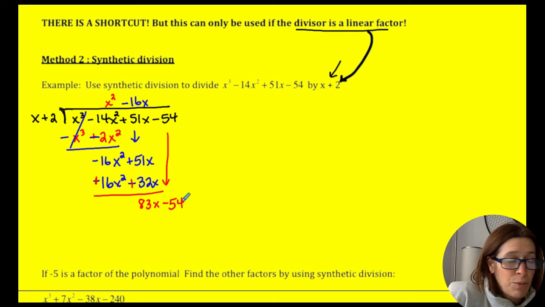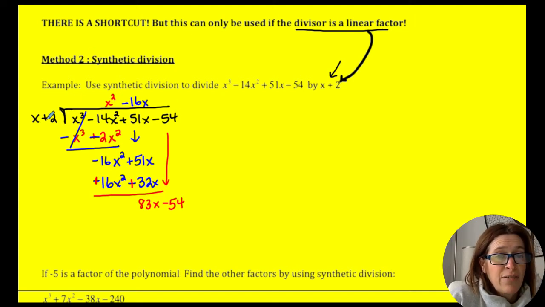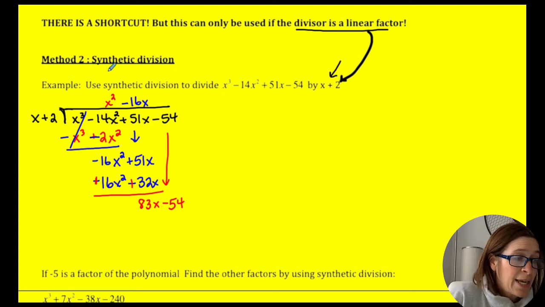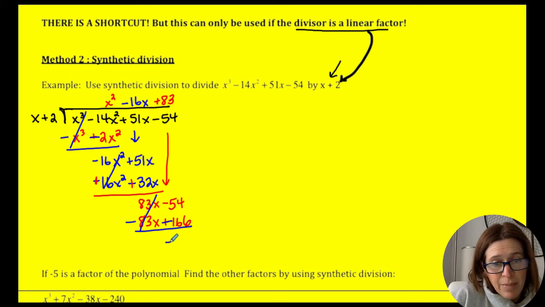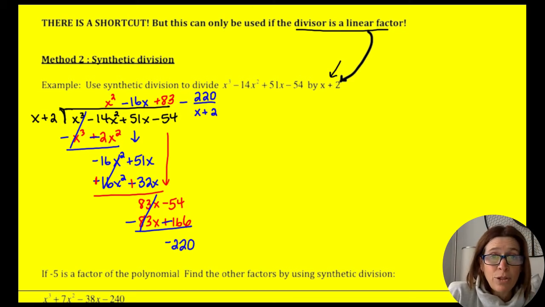See, look at all this room for error. I'm going to divide 83x by x, which gives me 83. I'm going to multiply again: 83 times x plus 2, 83x plus, what is that, 166? Yeah, 166. I'm going to subtract, so that's going to make this minus and this minus, which is going to cancel, and that gives me negative 220. I'm going to write that over the original divisor. That was how we would do it if we were doing polynomial long division.